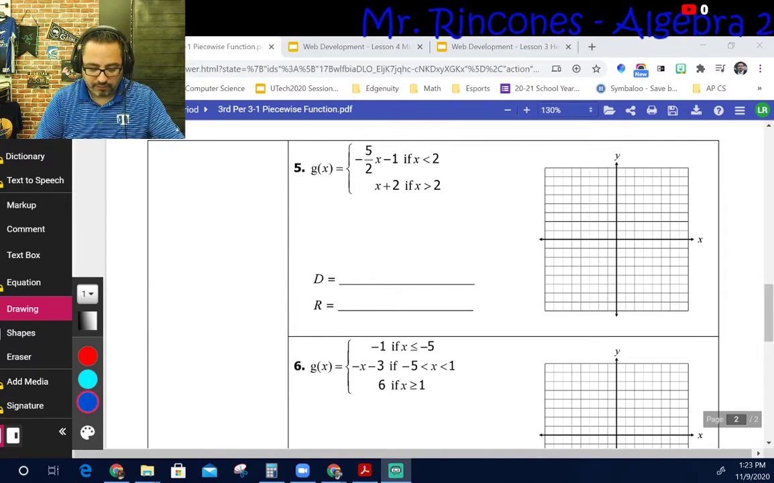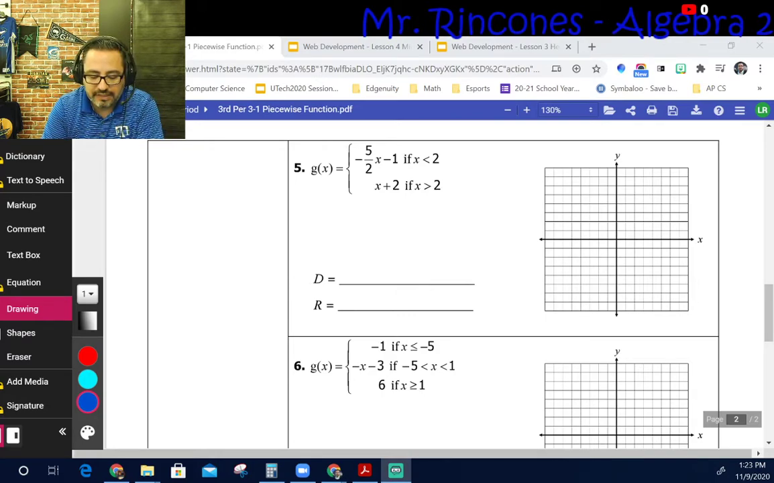So here we have example number 5. Here we have g of x is equal to negative 5 over 2 x minus 1 if x is less than 2. Now, if it is greater than 2, g of x is equal to x plus 2. So we have two scenarios.